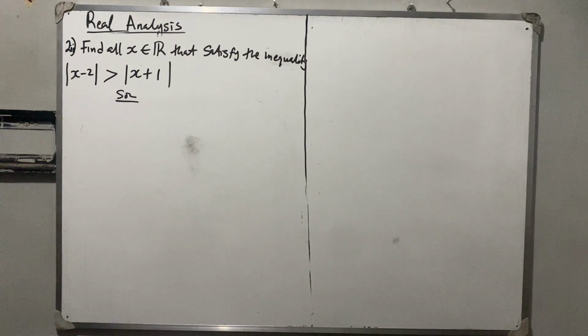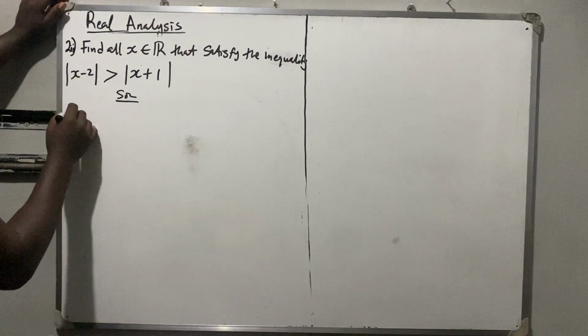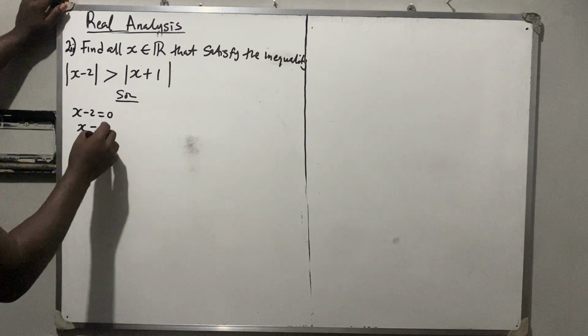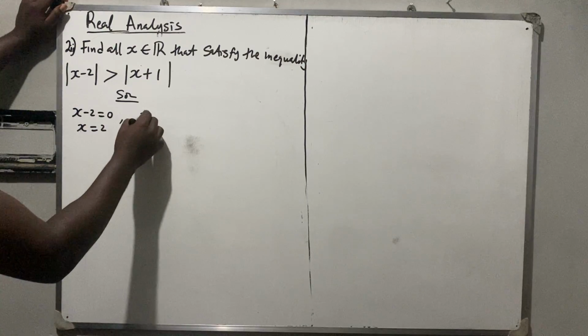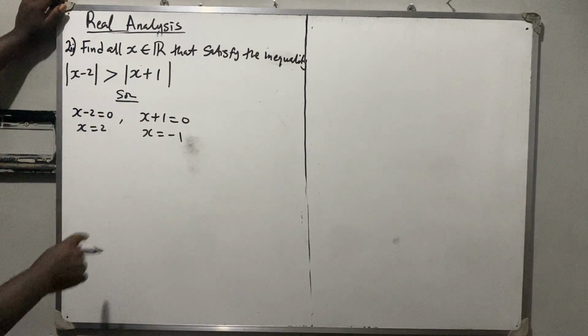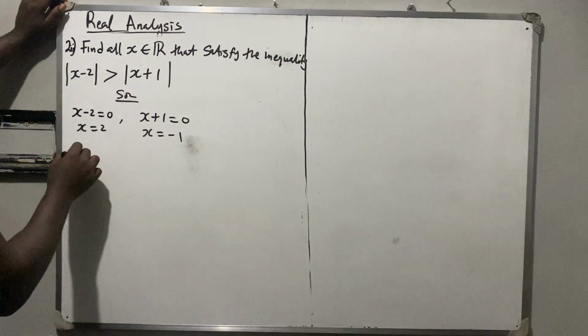So now, to solve this is very, very easy. We're going to be using two methods. And the first method here is that let us set this to be 0. We have that x minus 2 is equal to 0, to show that x is equal to 2. And then we have this one, x plus 1 is equal to 0. So x is equal to what? Minus 1.